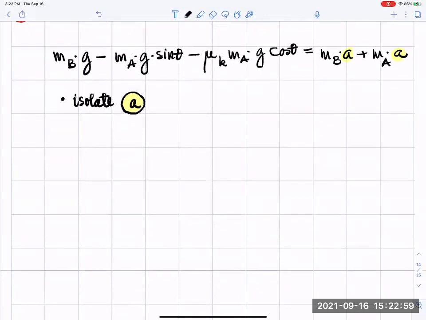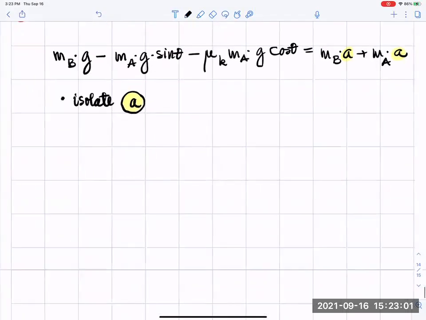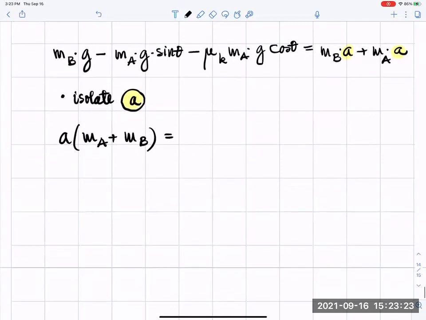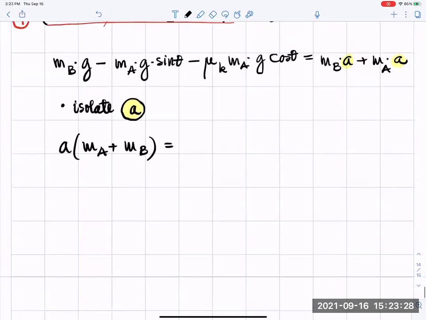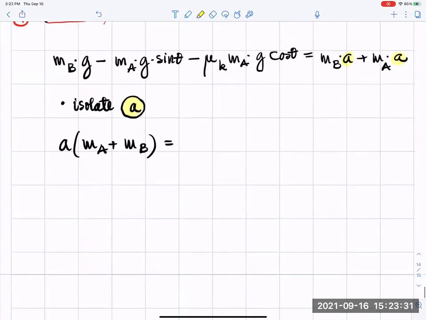I'm going to switch the terms now. What is on the right-hand side of the equal sign, I'm going to put here on the left, and I'm going to factor out a. M A plus M B. And I want to see if there is anything here that I can factor out nicely. I can factor out g, I believe. I kind of like M A here. We can factor the g.